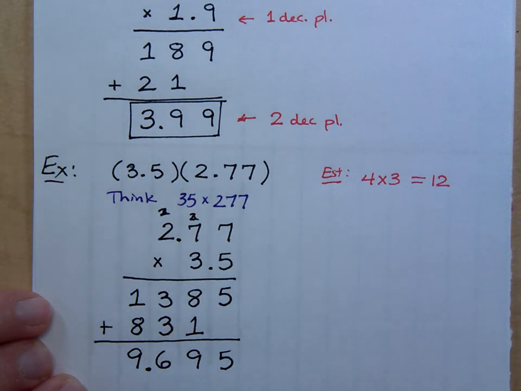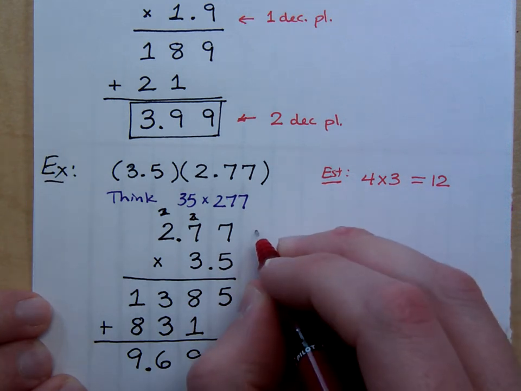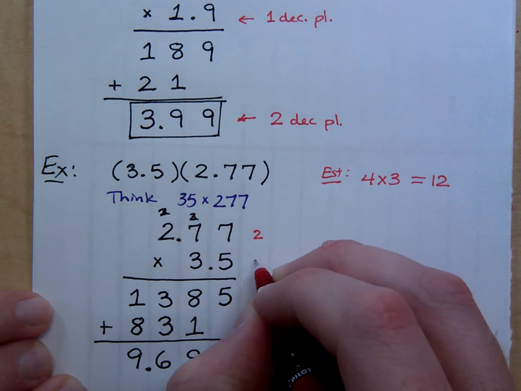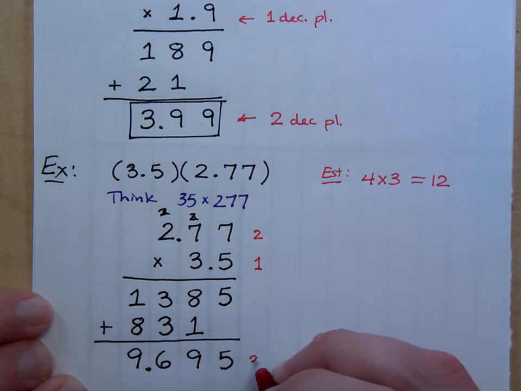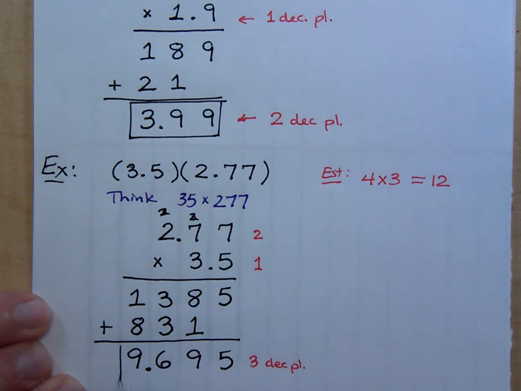Count your decimal places. How many do you have here? 2. How many here? So altogether you should have 3 decimal places. And that's all you have to do. It's just regular multiplication, except now you pay attention to the decimal point. That's it.